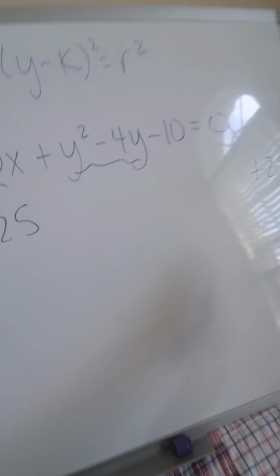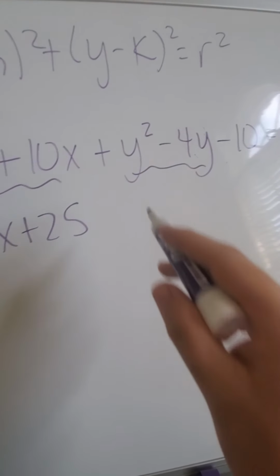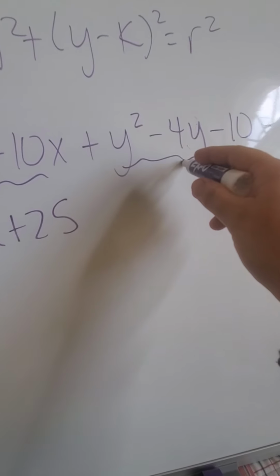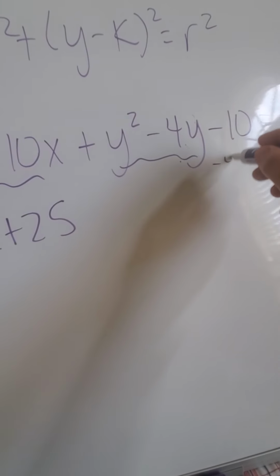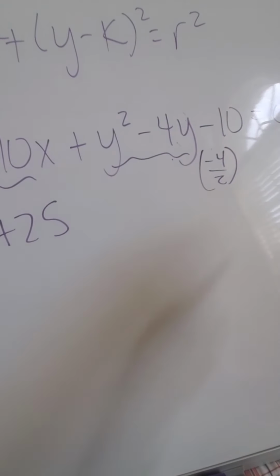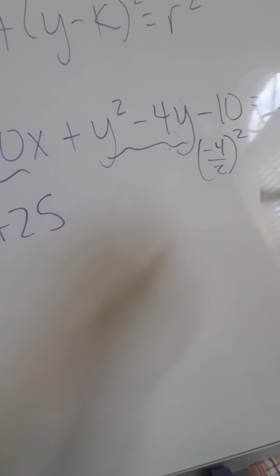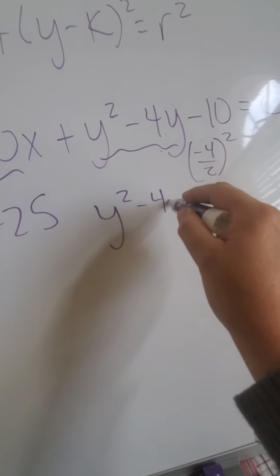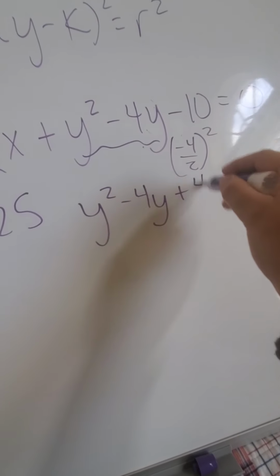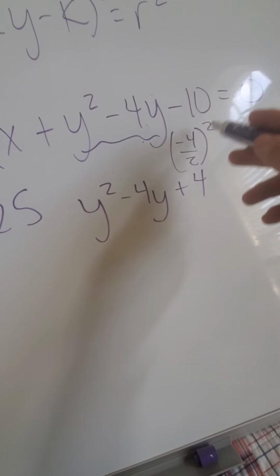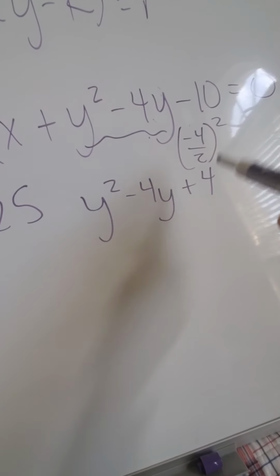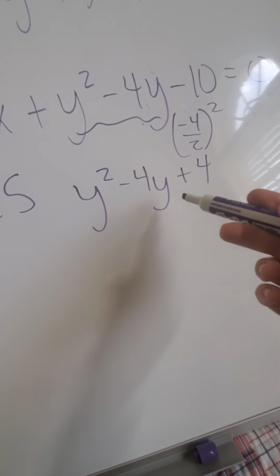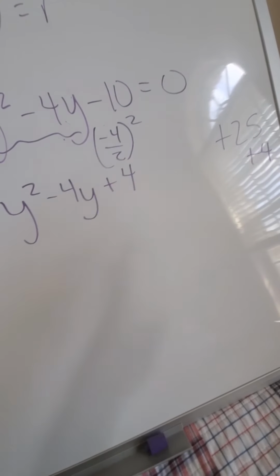Now let's look at this here. Same thing. I'm going to take negative 4 and divide it by 2, which is negative 2, and negative 2 squared is 4. So now I'm going to say y squared minus 4y plus 4, because I just divided and squared it. That tells me I have to add 4. If I add 4 here, I have to add 4 on the other side.